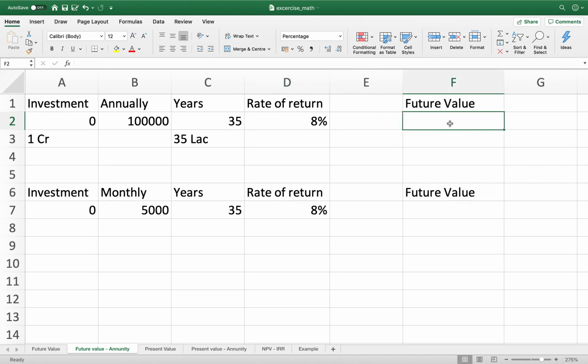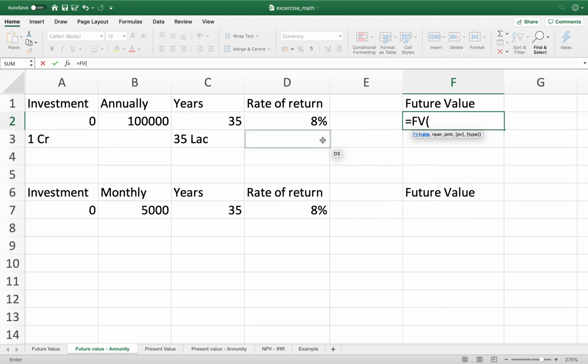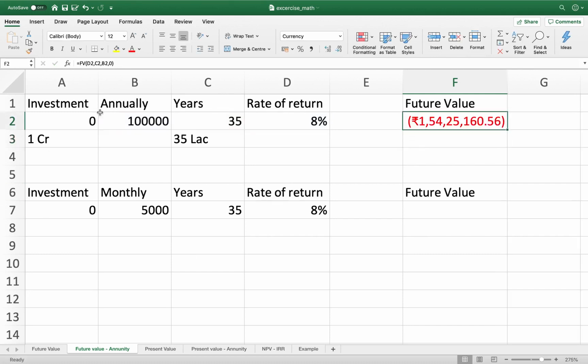So let's say we have a situation like this and we have to calculate the future value of the situation where you are going to give 1 lakh rupees every year, and they have promised you that you will get 1 crore as an outcome. So again, we can take help of the future value formula. It is asking me the rate, so I have given the rate. Then it is asking me the number of periods, NPER, which is 35. Then every year there is a payment. The payment is of 1 lakh every year, right? And then the present value is 0, because what we are going to give is 1 lakh rupees every year.